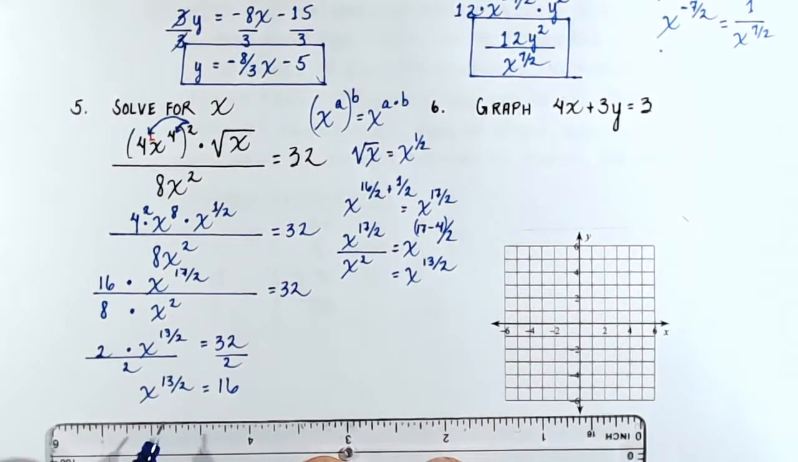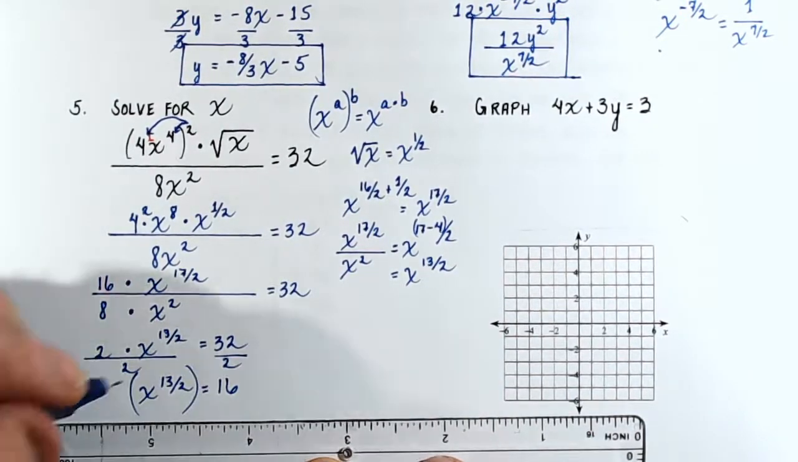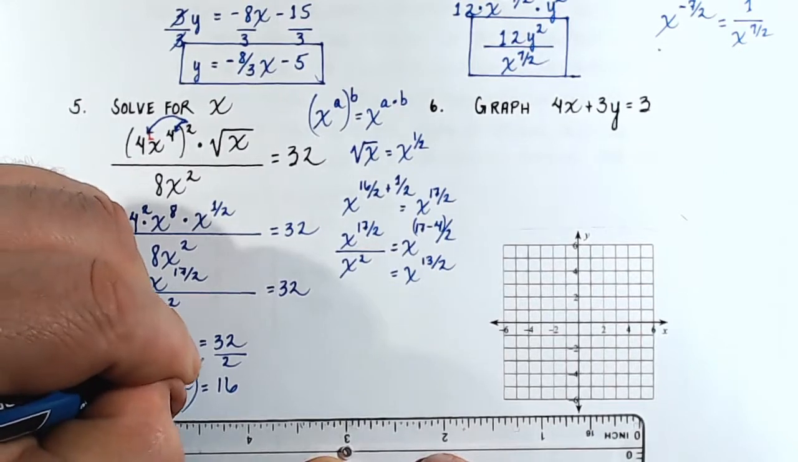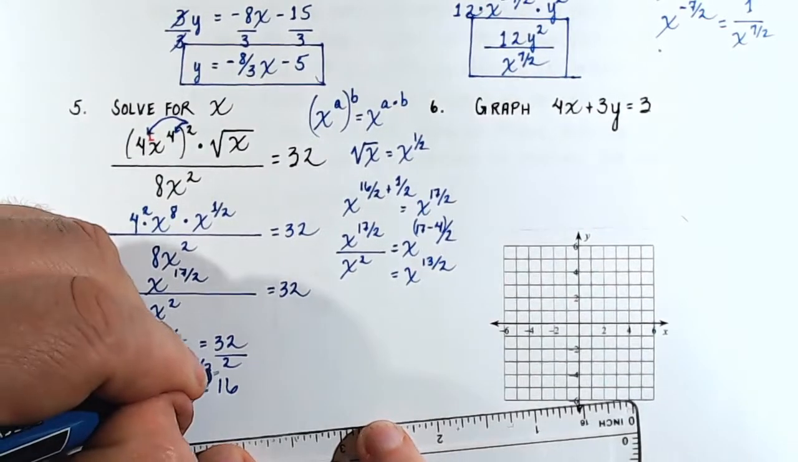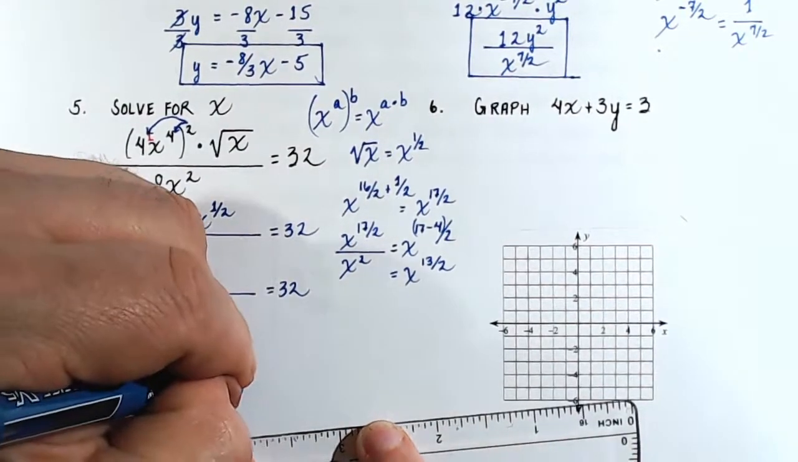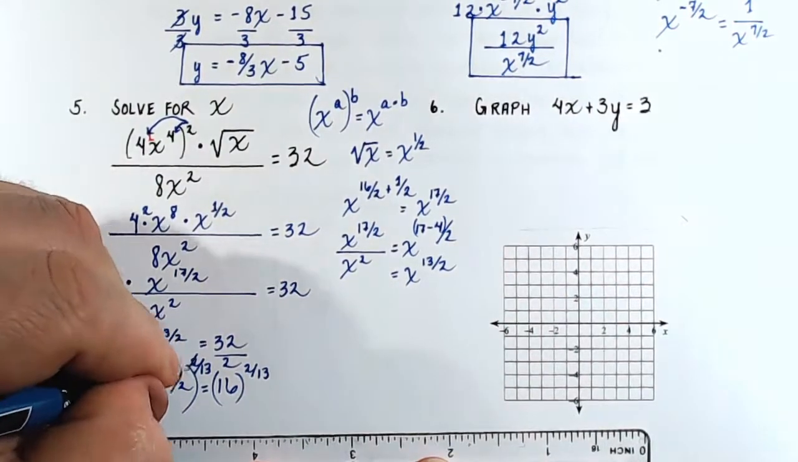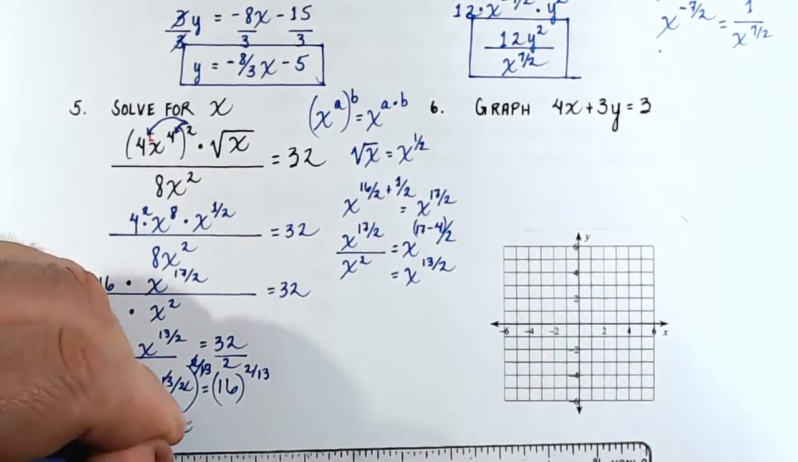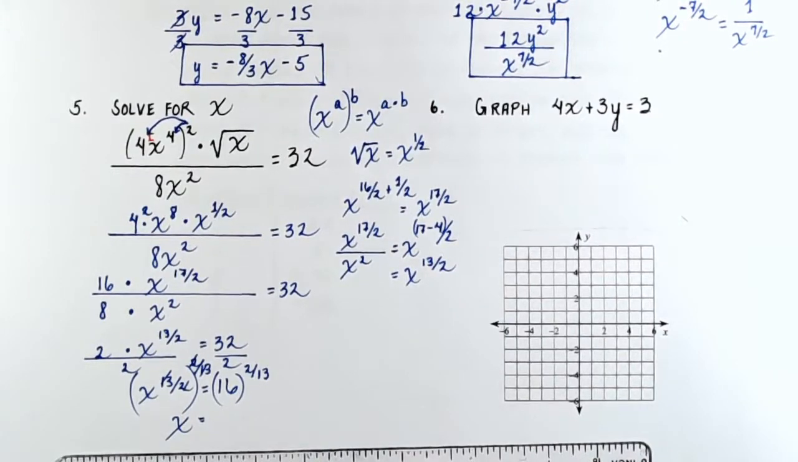What I can do to get rid of this is I can create a power rule situation where I'm going to multiply out by 2 to the 13th. So I'm going to raise this expression to the reciprocal of the exponent. Because when I apply the power rule, I will cancel here and here. But I also have to bring 16 to the power of 2/13. Okay? So we cancel, cancel, cancel, cancel. And now x is by itself. X equals 16 to the 2/13 power.